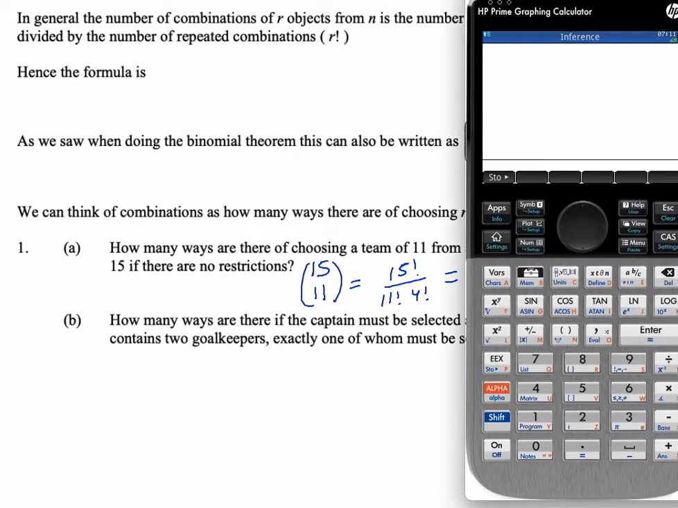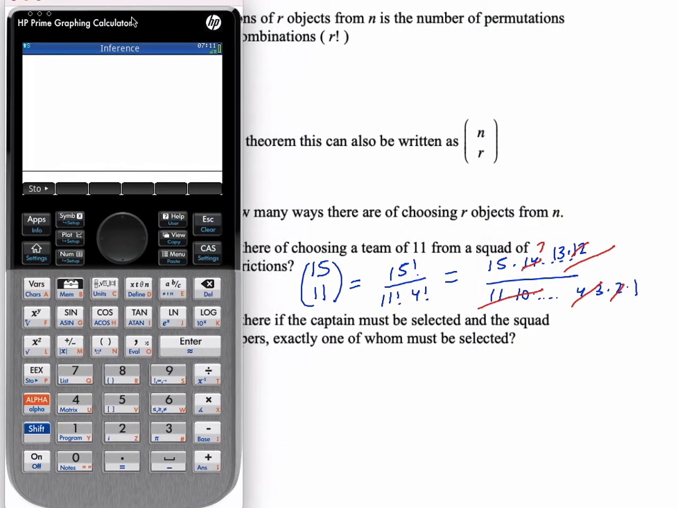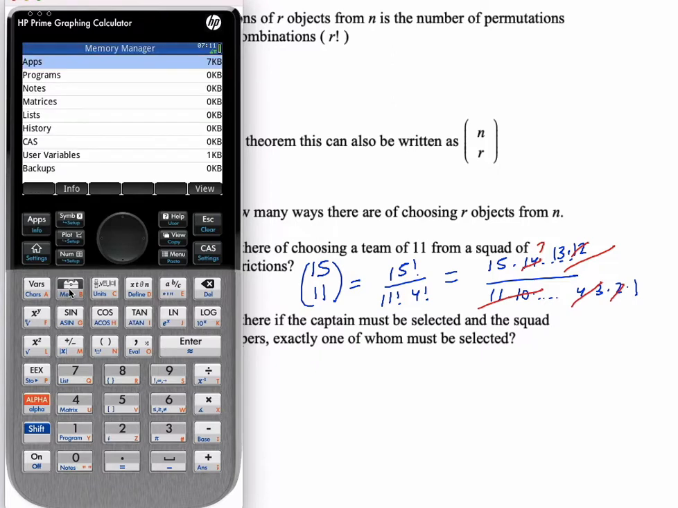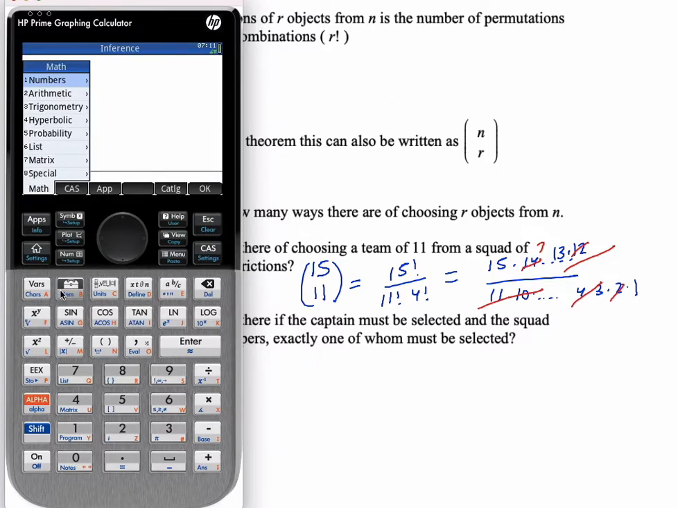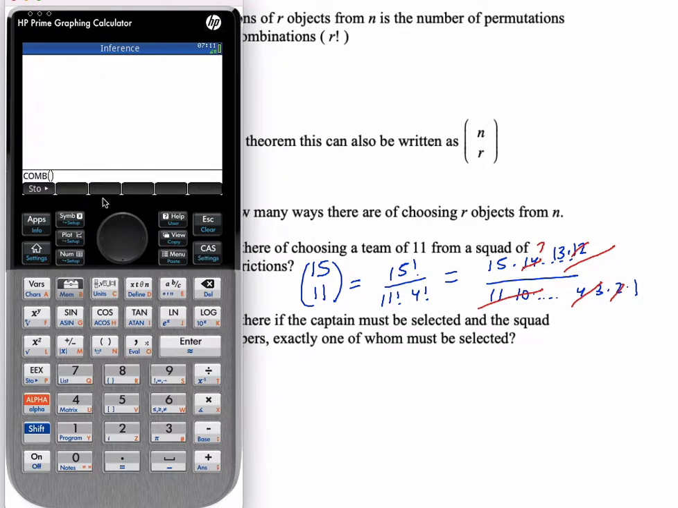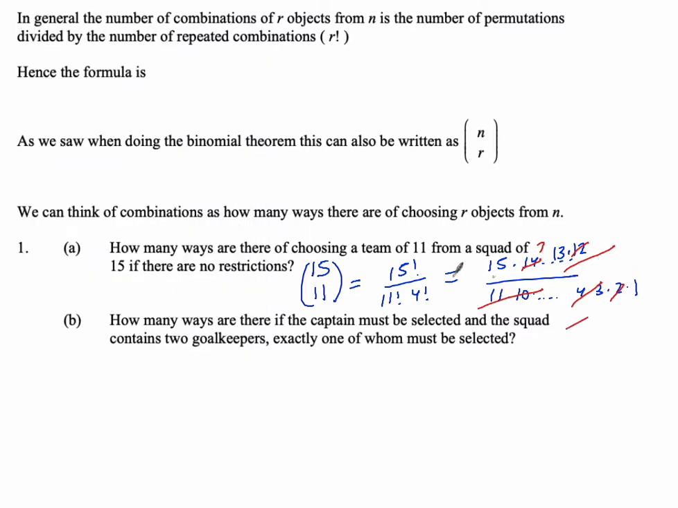Anyway, let me show you on the calculator, on this particular calculator, the HP Prime, how to do that. We can go to this toolbox, just a second. Toolbox, probability, we've got permutations, combinations, factorial, all there. So you do combination and you do 15, comma, 11, and it gives you the answer 1,365. Okay, that's the same as 15 times 7 times 13. Gives you the same thing, so that's 1365.